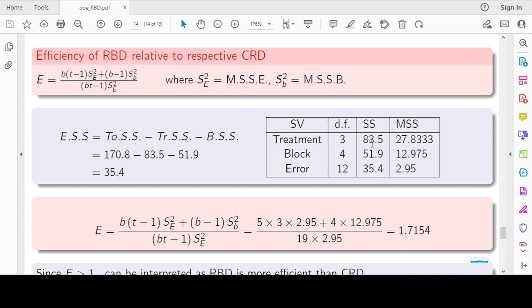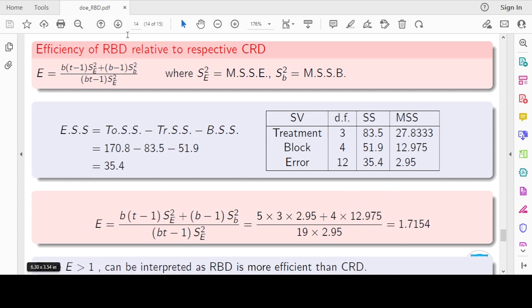The sums of squares that are given, I have tabulated here. And how do we get the error sum of square? By difference. The error sum of square can be obtained by the total sum of square minus the treatment and block sums of squares, and that is 35.4. This we have written here, and from this we obtain the mean sum of square due to treatment, which we are not requiring, still I have obtained it. The sum of square due to block divided by its degrees of freedom is the mean sum of square due to block. Similarly for error, the sum of square due to error divided by its degrees of freedom gives this value here. Then substitute in this formula.